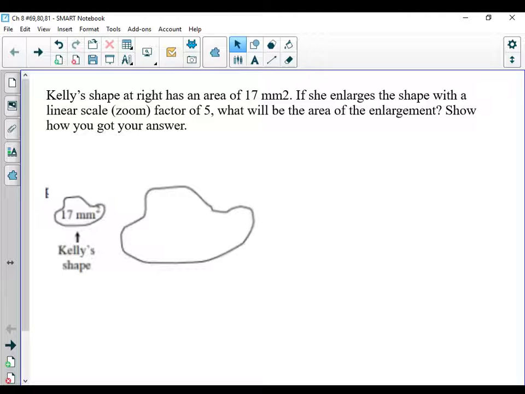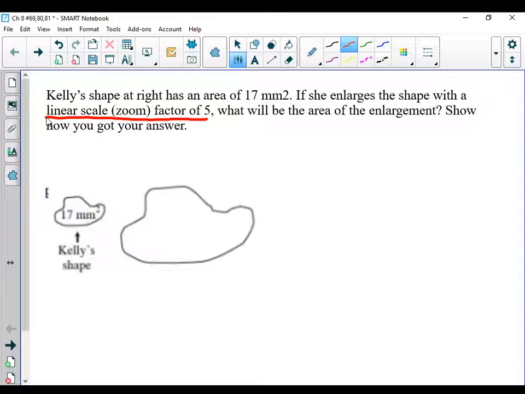But we do know that the enlarged shape had a zoom factor, or a linear scale factor, of 5. So they want to know, what's this new area going to be? All right, in order to answer this question, we have to know about a couple things. First of all, when we talk about linear scale factor, that's what we've been referring to as the zoom factor before. In other words, it's what we multiply each side length by on a figure.